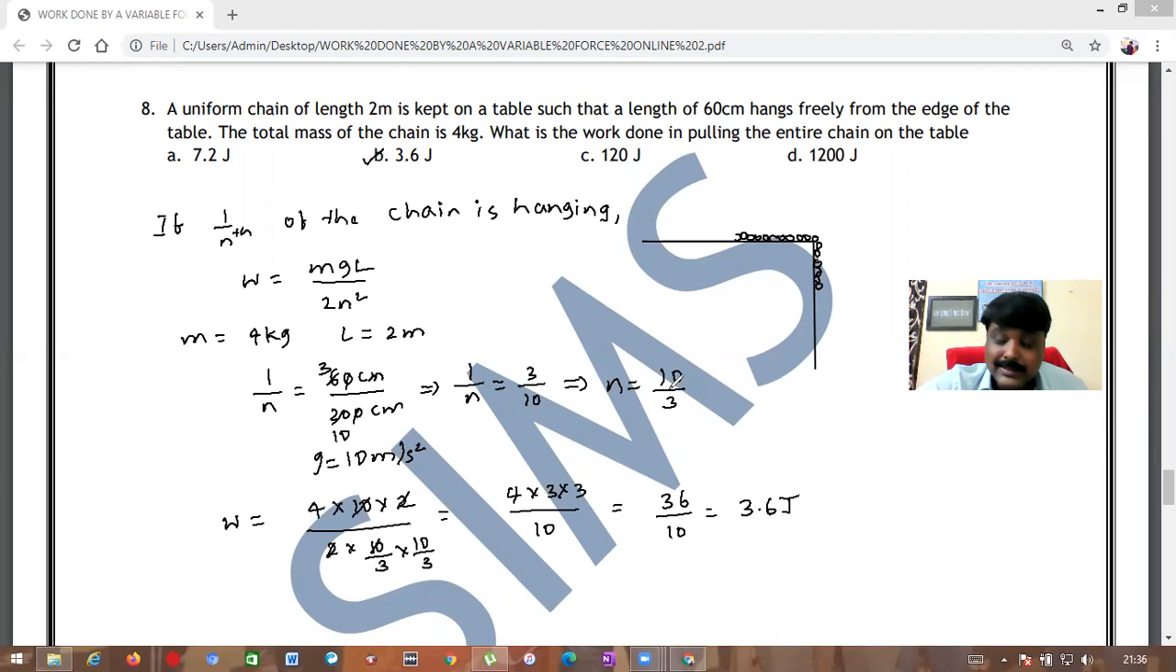Hope you understood this. In this particular problem, finding the value of n is very important. The formula is given as: whenever 1 by nth part of the chain is hanging, then the formula is W equals mgl by 2n square. Here the fraction of the chain that is hanging, we found out, 1 by n equals 60 centimeters by the length. The length is given in meters, hence I converted that into centimeters, 200 centimeters. We got the value of n as 10 by 3, and finally W equals mgl by 2n square, which equals 3.6 joules.